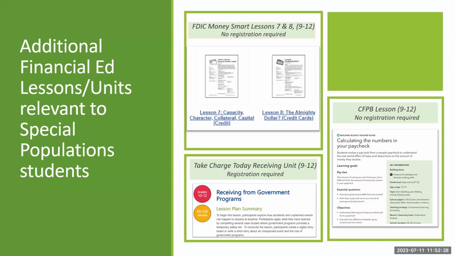How many did you say were in the CFPB? 274. And if you don't want to go through 274, please copy and paste my email with a subject line, and we are more than happy to help you. That's what we're here for.